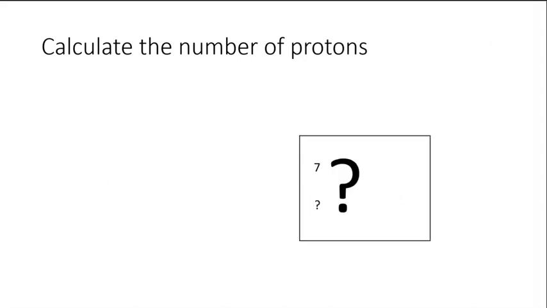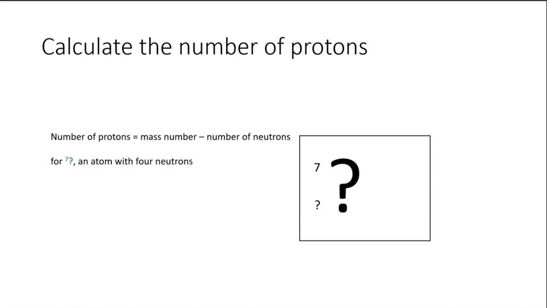For this example, we haven't been told what the element is. That would be a giveaway, but we've been told the mass number is 7. And if we're trying to work out the number of protons, we know that it equals the mass number minus the number of neutrons. So for our atom, which we're also told has 4 neutrons, we can see that the number of protons equals 7 minus 4, the number of neutrons. So we have 3 protons.